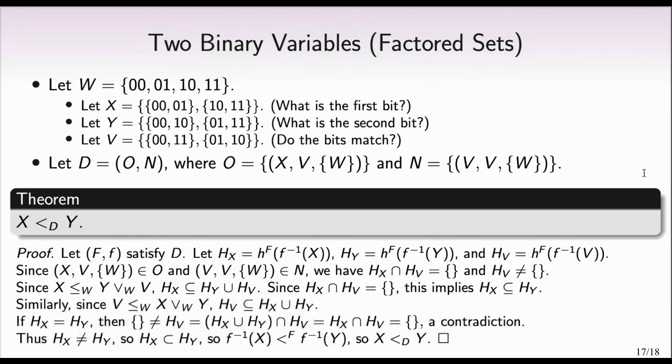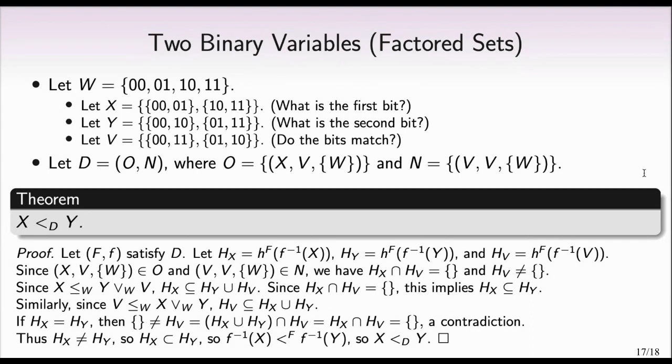Okay, now we're going to show the strict inequality. We're going to assume for the purpose of contradiction that HX equals HY. We'll derive a contradiction, which means HX is a strict subset of HY, and so X is strictly before Y. Notice that V can be computed from X together with Y, which means that the history of V is a subset of the history of X union the history of Y. And the history of V was assumed to be non-empty.